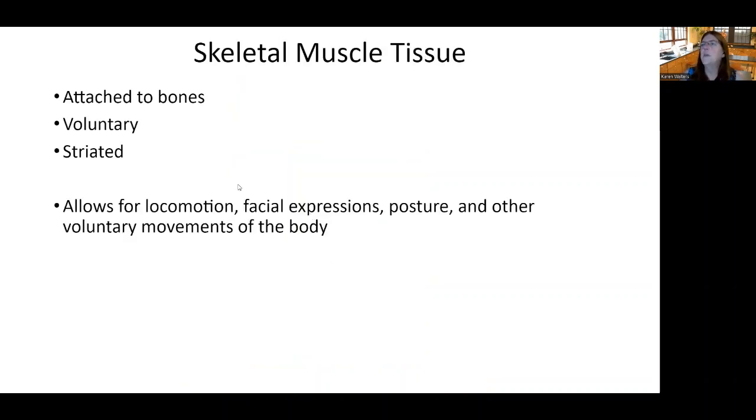So how about skeletal muscle? It attaches to bones. It's under voluntary control and it is striated. So this is what allows for movement, facial expressions, right? The ability to move your body, just everything we think of as how we move. This is done with skeletal muscle.